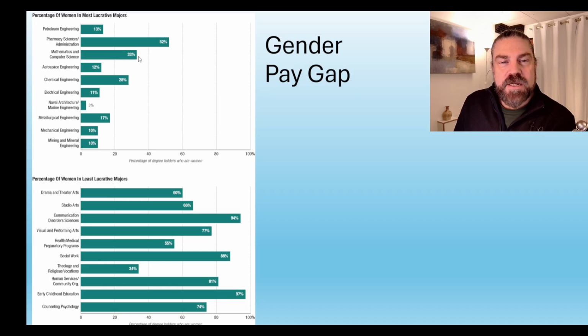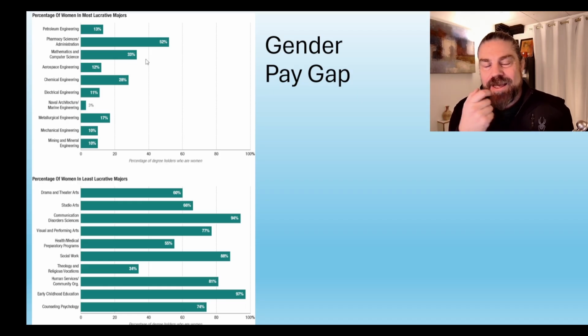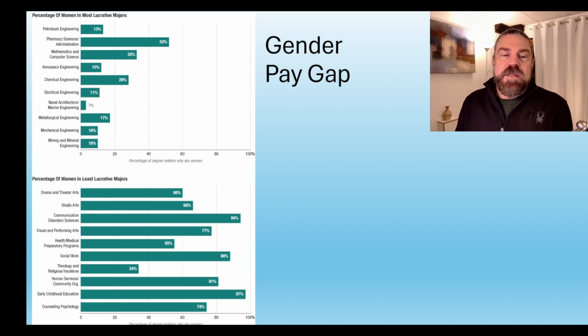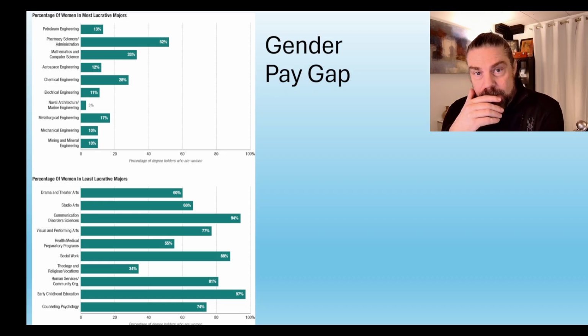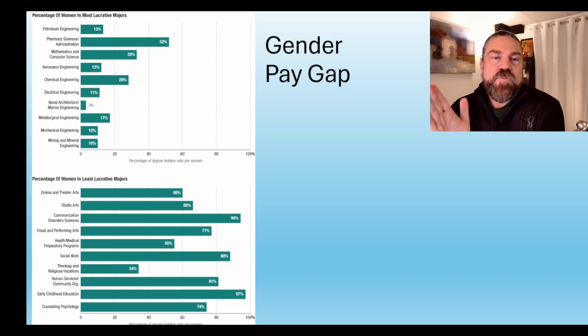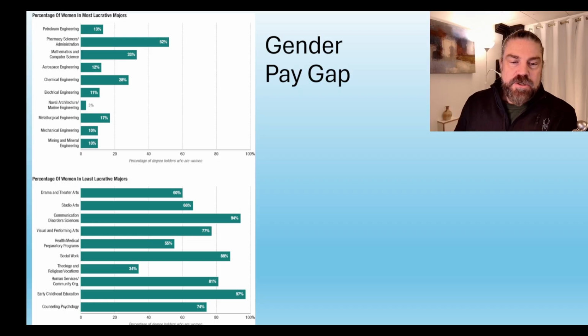Mathematics and computer science, only 33% of women go into those careers. Aerospace engineering, only 12%. Chemical engineering, 28%. Electrical engineering, only 11% of electrical engineers are women. Naval architecture, marine engineering, only 3%. Metallurgy, etc. These engineering fields, mostly here, women don't tend to enroll in them in any great numbers compared to men. Let's look at the least lucrative careers, like drama and theater arts.